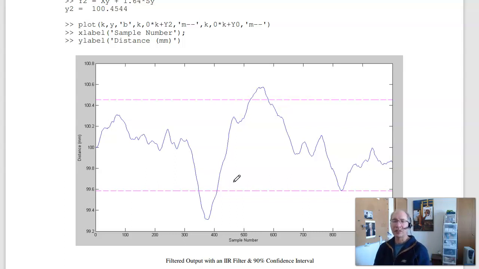Taking the average is a filter. Not a very good one, but it is a filter. I can do much, much better using z-transforms. So that is homework set number 11 for 376.